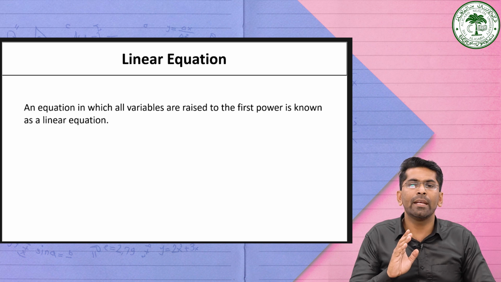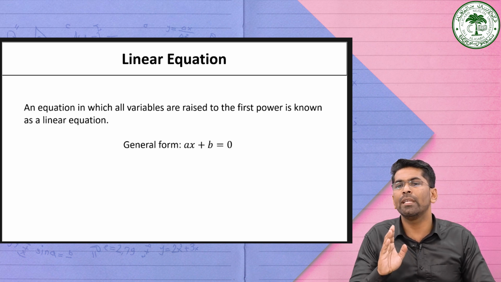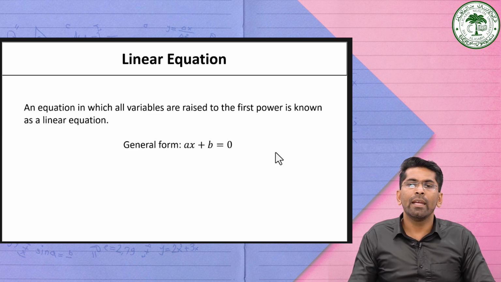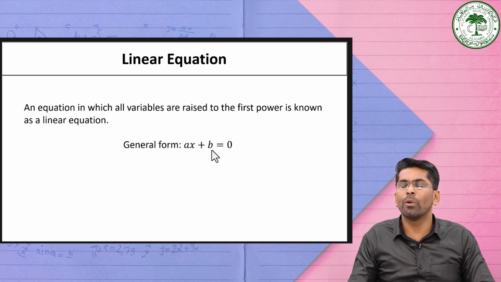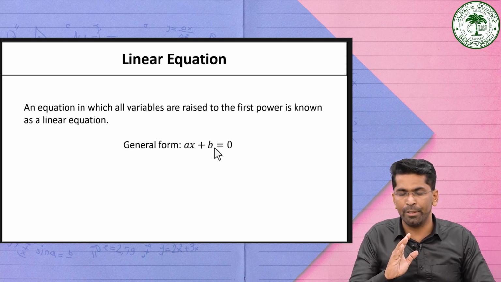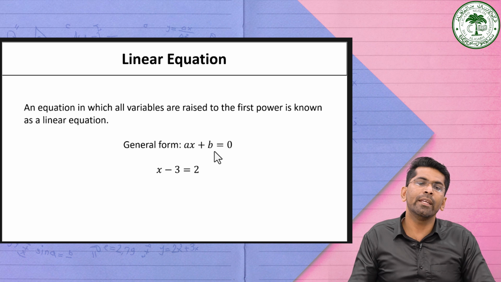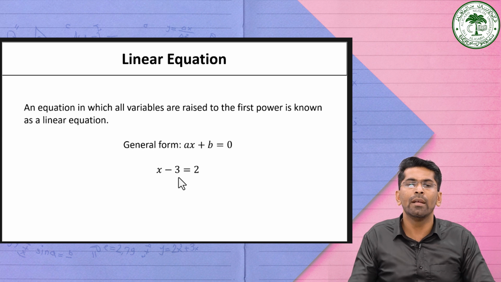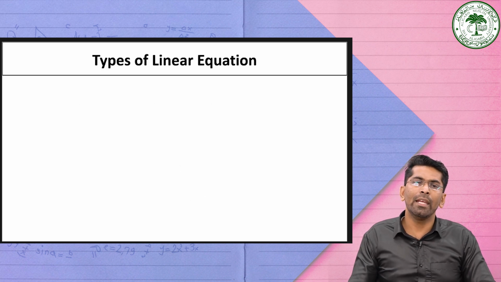A linear equation generally takes the form, for example, ax plus b is equal to 0. Here x is the variable, a is the coefficient of x, and b is the constant term. The solution to a linear equation is the value of the variable that satisfies the equality. For example, x minus 3 is equal to 2. We can solve for x by adding 3 to both sides. Minus 3 plus 3 cancels out, and 2 plus 3 becomes 5. So x is equal to 5 here. This is one example of a linear equation.